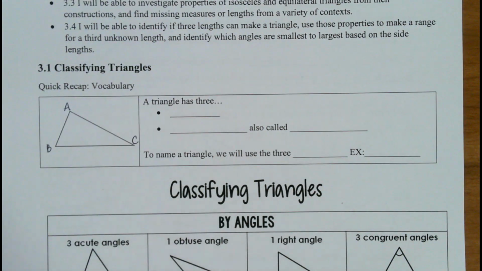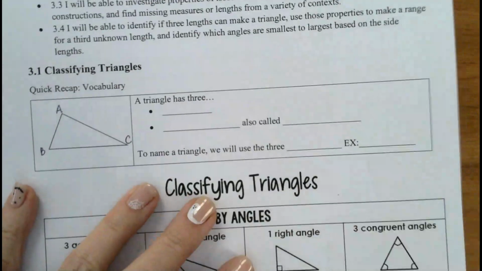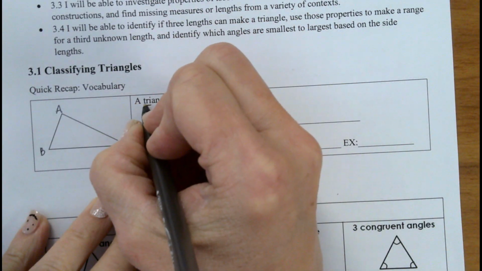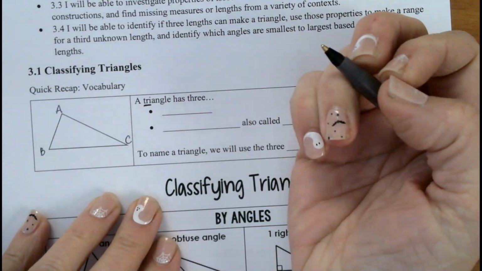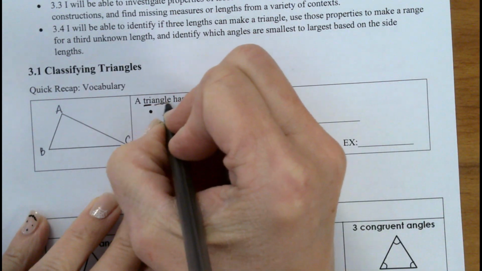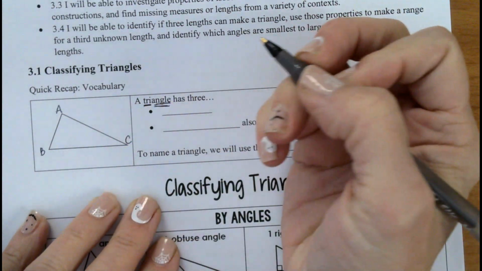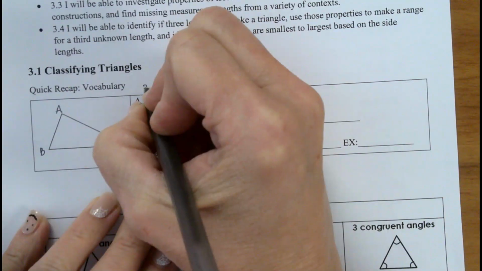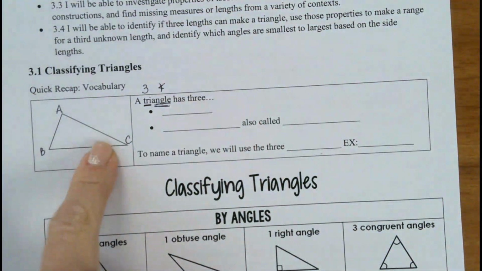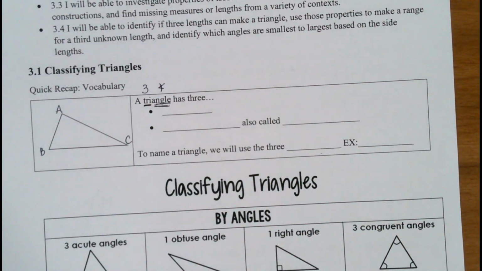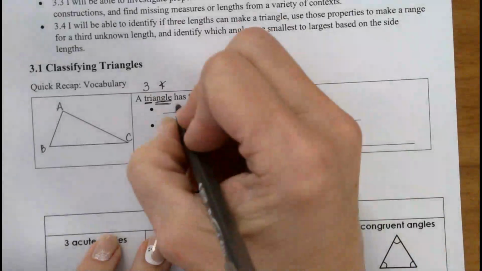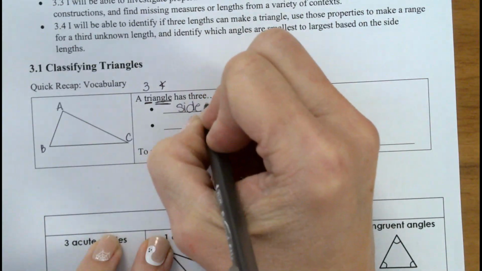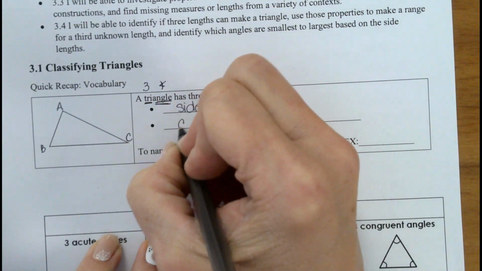Classifying triangles. We're going to start out, we're going to label ABC. Okay, a triangle. First of all, that root word, it's tri, and then another word, angle. What does tri mean? 3. And then angles. 3 angles. And the rays that make those angles come together to form the sides of the triangle. So it has 3 sides. And it has 3 angles.